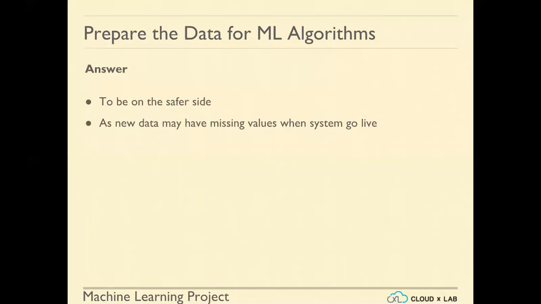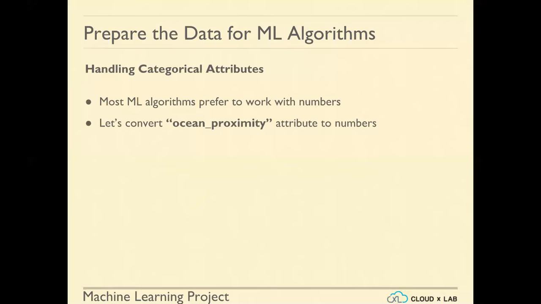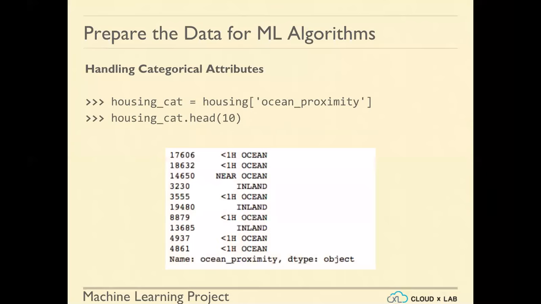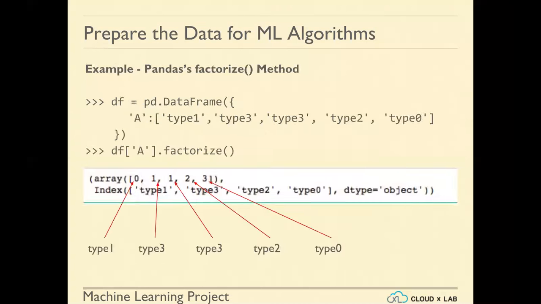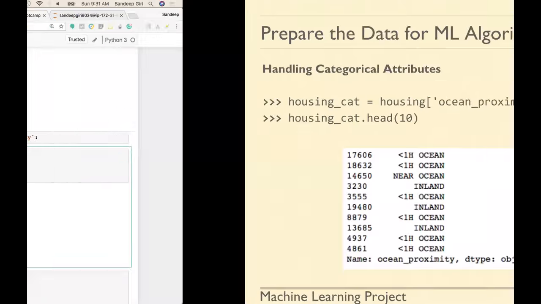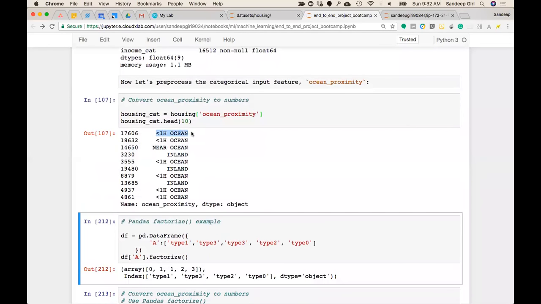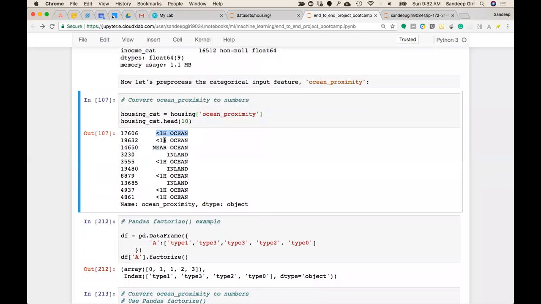Now, the next important part is handling text and categorical attributes. In our dataset there is one attribute called ocean proximity, which does not have numbers in it but has strings. We need to convert this into numbers. So let's take a look at some of the values of this column. We can further look at the value counts to get an idea about each value. It says less than 1 hour from ocean, inland, near ocean, and so on.